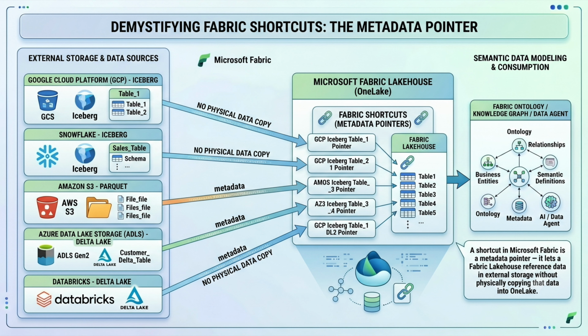A shortcut in Microsoft Fabric is a metadata pointer. It lets a Fabric Lakehouse reference data in external storage without physically copying that data into OneLake. In this case, we're using shortcuts to point Fabric at Iceberg tables stored in Google Cloud Storage so Fabric can query and analyze the same data that BigQuery is using.